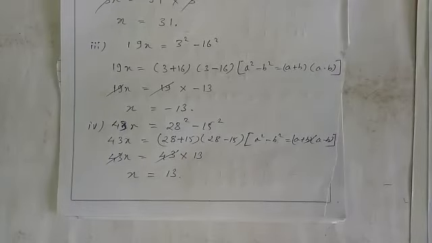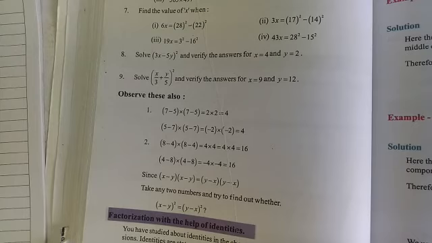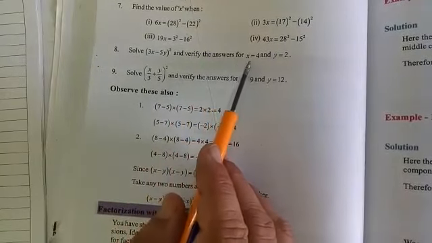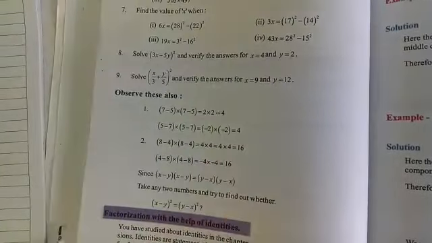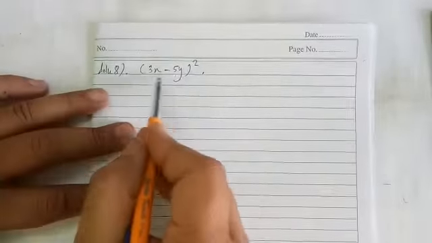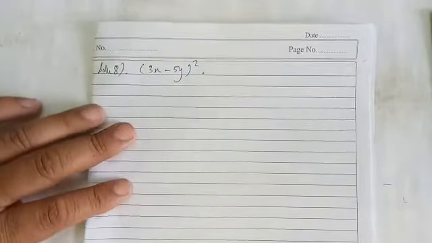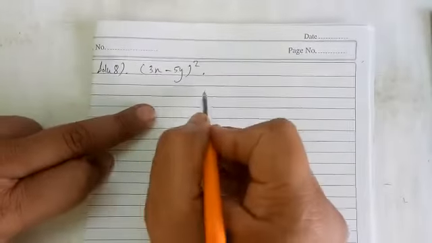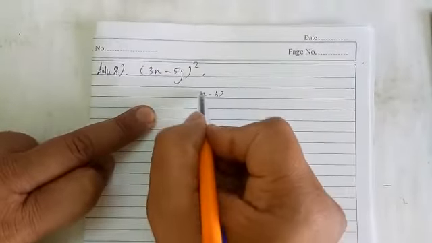Is it clear? Now see the question number 8 and 9, both are same. I will solve one, another you can try by yourself. Solve 3x minus 5y whole square and verify the answer for x equal 4 and y equal 2. 3x minus 5y whole square. It is in the identity a minus b whole square.